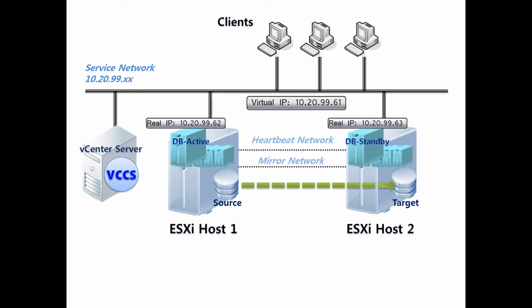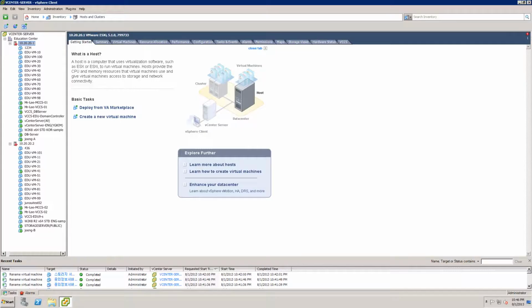Now let's build HA and DR for a single virtual machine. You are now looking at the vCenter server through the vSphere client. I pre-installed VCCS in the vCenter server. Installation is very easy and only takes a few minutes. Once VCCS is installed, its management console is consolidated into vCenter.